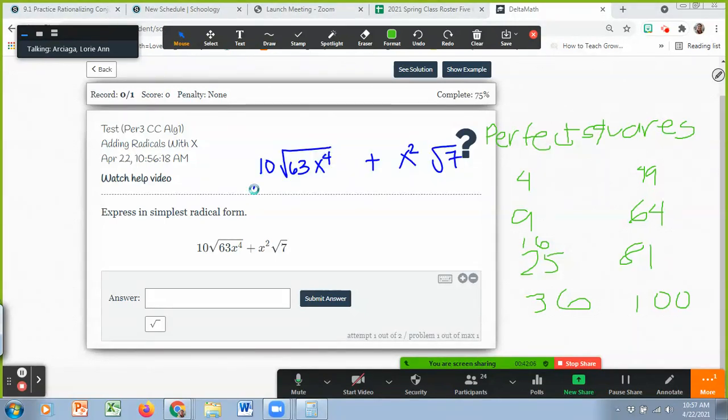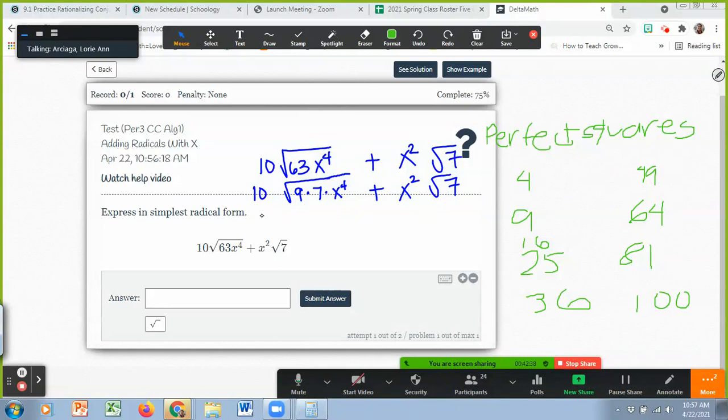So 63, let's break that down. 63 will be what? 9 times 7, correct? So 9 times 7 times x to the fourth. I'm going to give a passing grade for their parents. 10x cubed and then over 70. Oh, okay. Let's look at that. But I think that's wrong.